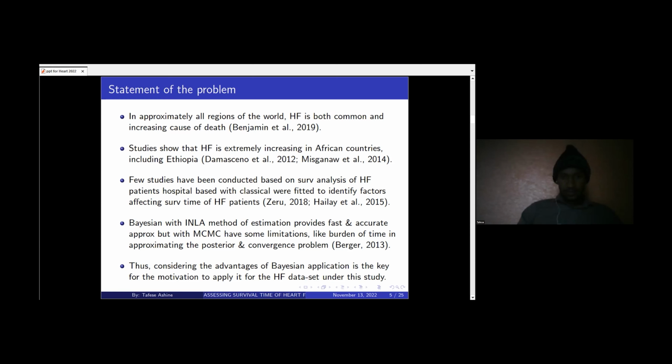MCMC, Markov chain Monte Carlo, has some limitations like burden of time and convergence problems. Thus, considering the advantage of the Bayesian application is the key motivation to apply it to healthcare data sets under this study. So we chose the Bayesian parametric survival models using the INLA method to analyze the data set because heart failure is a growing problem in countries with hospital-based studies and the gaps found in different studies.